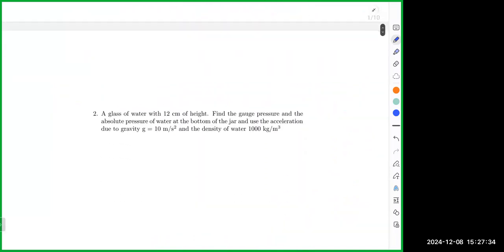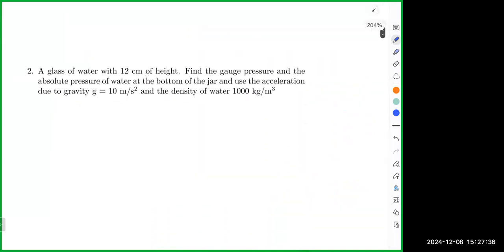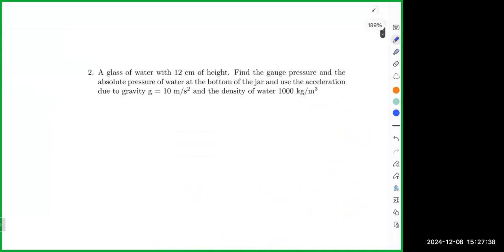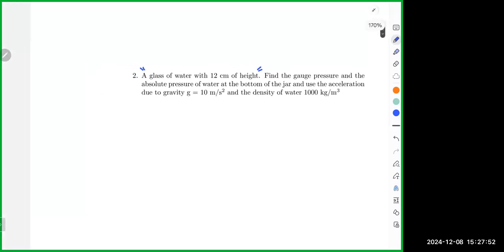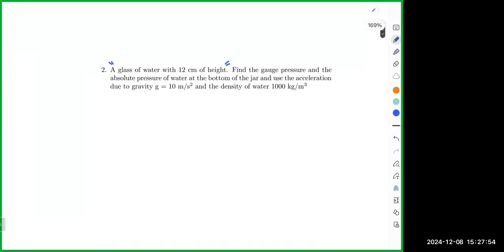Okay. For this one, the glass of water with 12 centimeters of height. When you do something like this, you have to understand each sentence. You have to understand sentence by sentence.